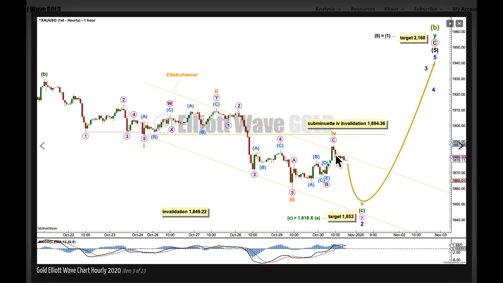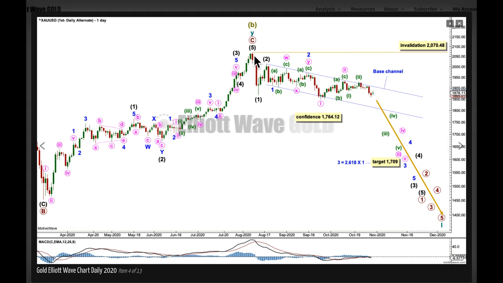4 has remained mostly within this Elliott channel, so I'll leave the channel as is. 5 may find support about the lower edge, but if it's going to reach the target, then it should end within the channel. Sometimes fifth waves end midway within channels. The target is for minuet C to reach 1.618 the length of minuet A.